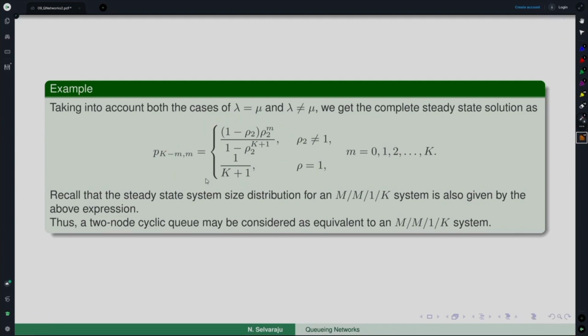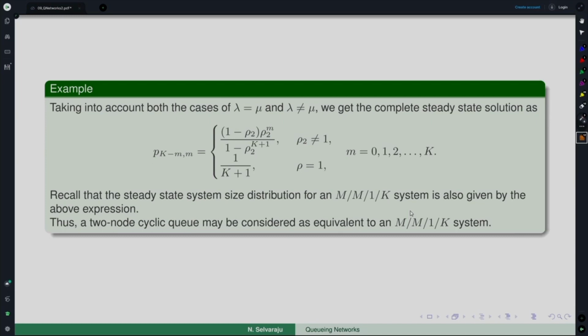There is an equivalence, right. This kind of thing we have seen already. Say, for example, in the case of Erlang, the Erlangian models connected to the bulk queues, like we have made the equivalents. Similarly, for the cyclic ones, the finite space model, one can make an equivalent, so that the properties can be studied nicely.